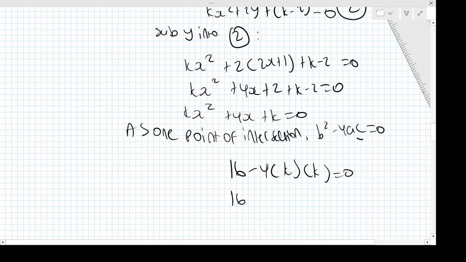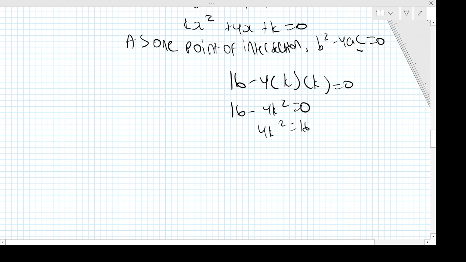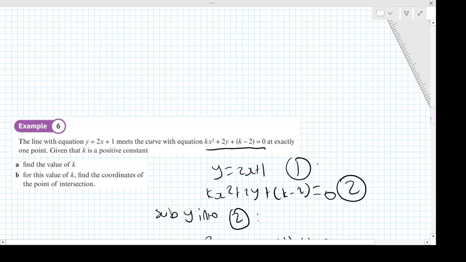Then I can expand this to get 16 minus 4k squared equals 0. Then I can say 4k squared equals 16 by rearranging, by adding 4k squared to both sides. Then k squared is 16 divided by 4, which gives 4. Then k would be plus or minus root 4, which would be 2. So those are two solutions for k, right?